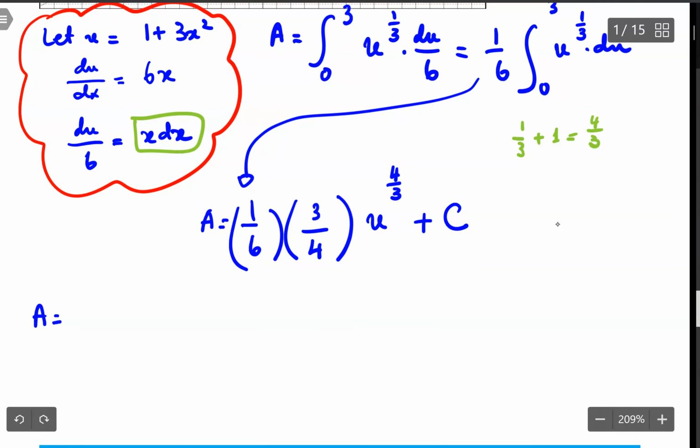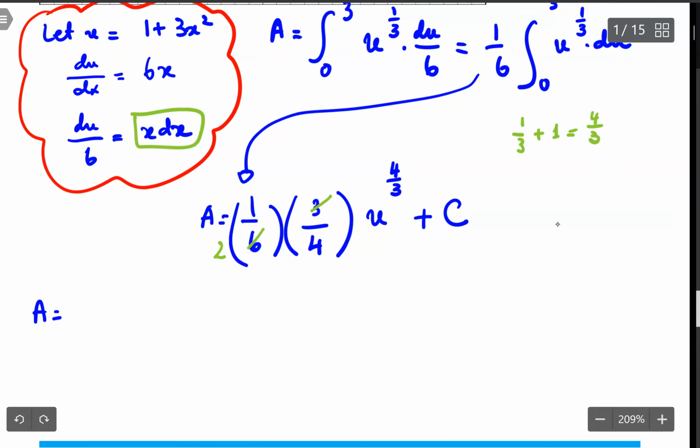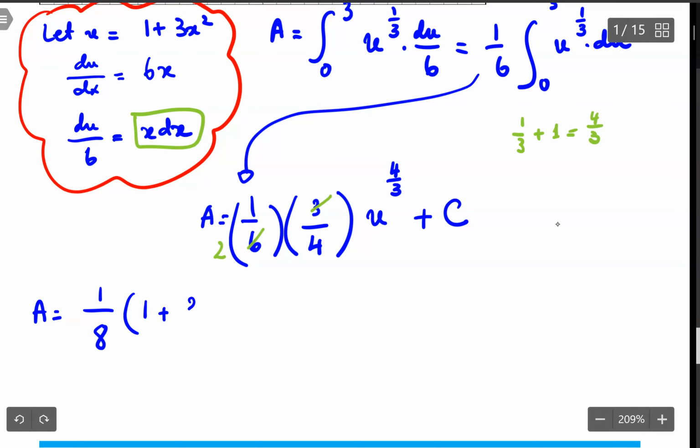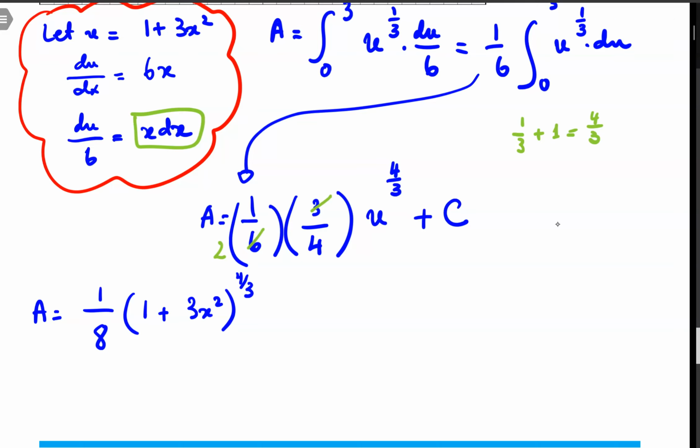I will simplify this as well. So this cancels with that, and the fraction in front of this should be 1 over 8. Now I'm going to replace u by the function in terms of x: 1 plus 3x squared, all of it raised to the exponent 4/3. Now you're going to apply the fundamental theorem.